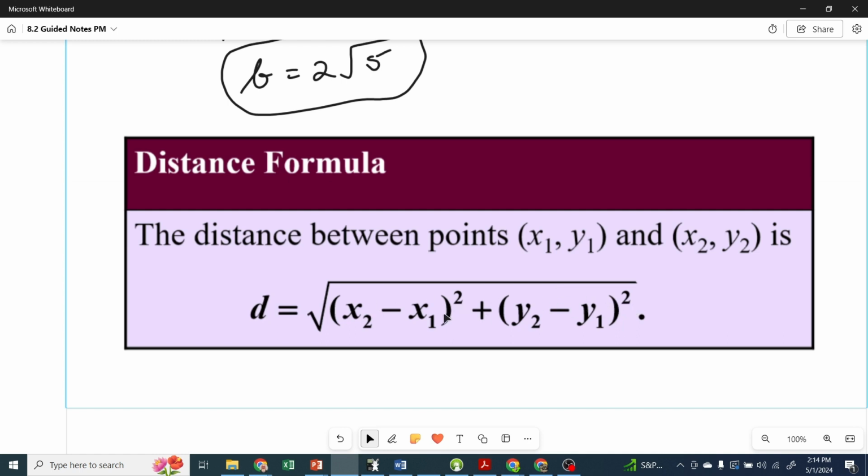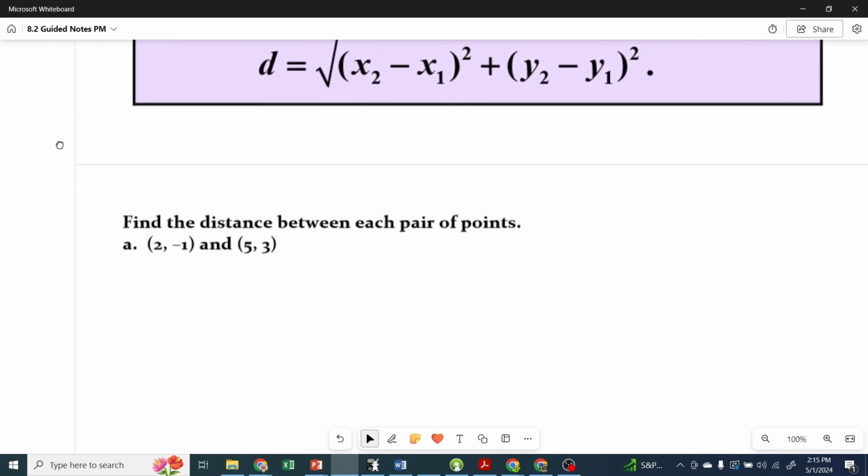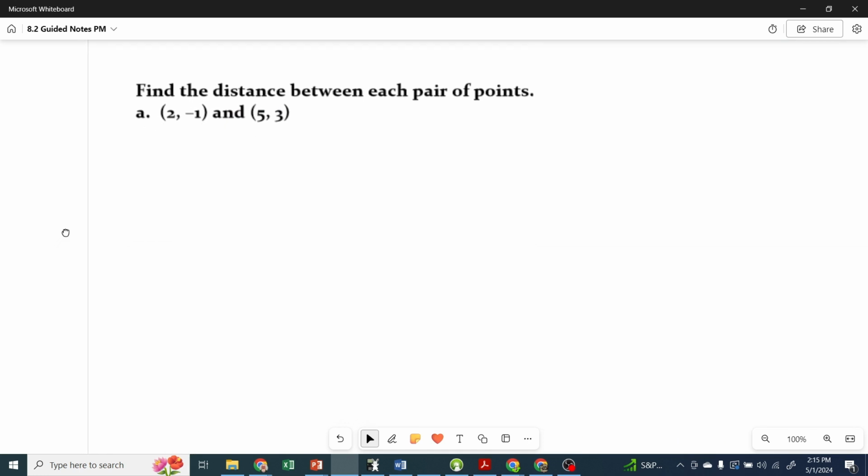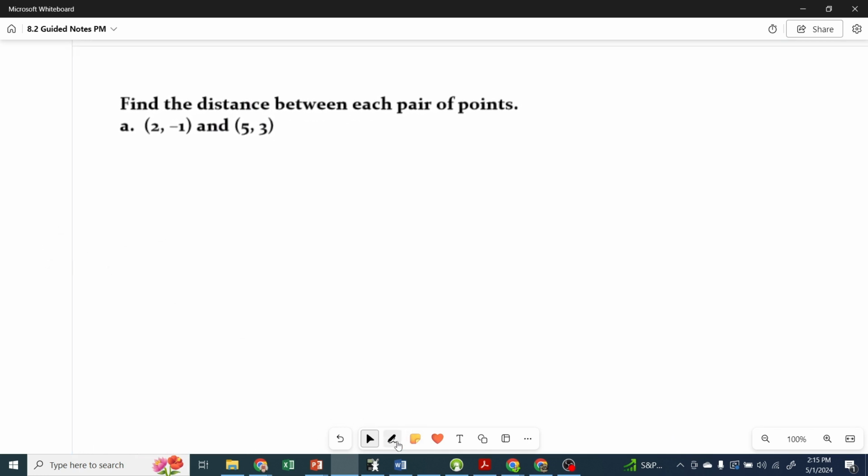Well, the order doesn't matter because we're squaring it. So if I end up with a negative value in here, once I square it, I'm going to end up with a positive. Okay? Just like taking positive 2 and square it, I get 4. Negative 2 and square it, I get positive 4. Okay? So let's do a problem and see how easy this really is.